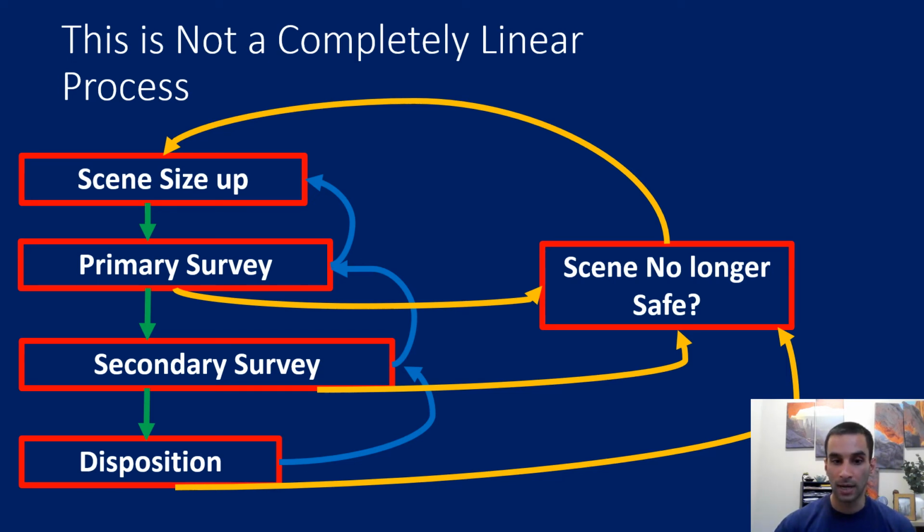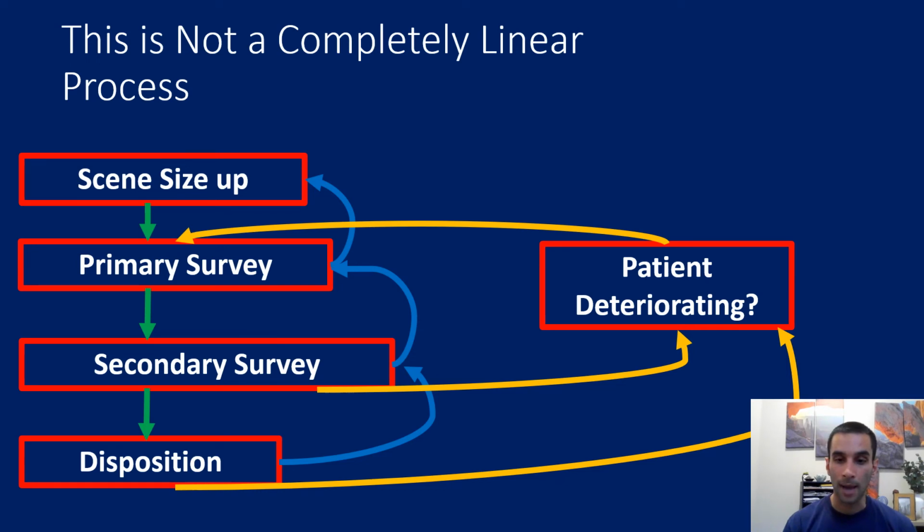That could happen at any point. It could happen at the point of the secondary survey. It could happen when you're going to the hospital and the scene's not safe, or maybe we just need to get out of there. Maybe I can't stay and play anymore. This could also happen if the patient deteriorates at any point. You have to go back to the primary survey and identify those threats to life, right? So it's not a linear process. It often circles back and gets repeated over and over again.